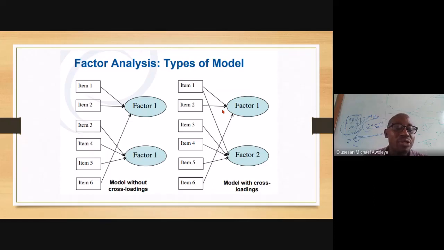So look at this model as well. There are about two models: a model with cross-loading, and another model without cross-loading. What do we mean by cross-loading? When you have item 1, item 2, all of them pointing to factor 1, there is no one that is crossing from anywhere. Then you have items 3, 4, 5, and 6.